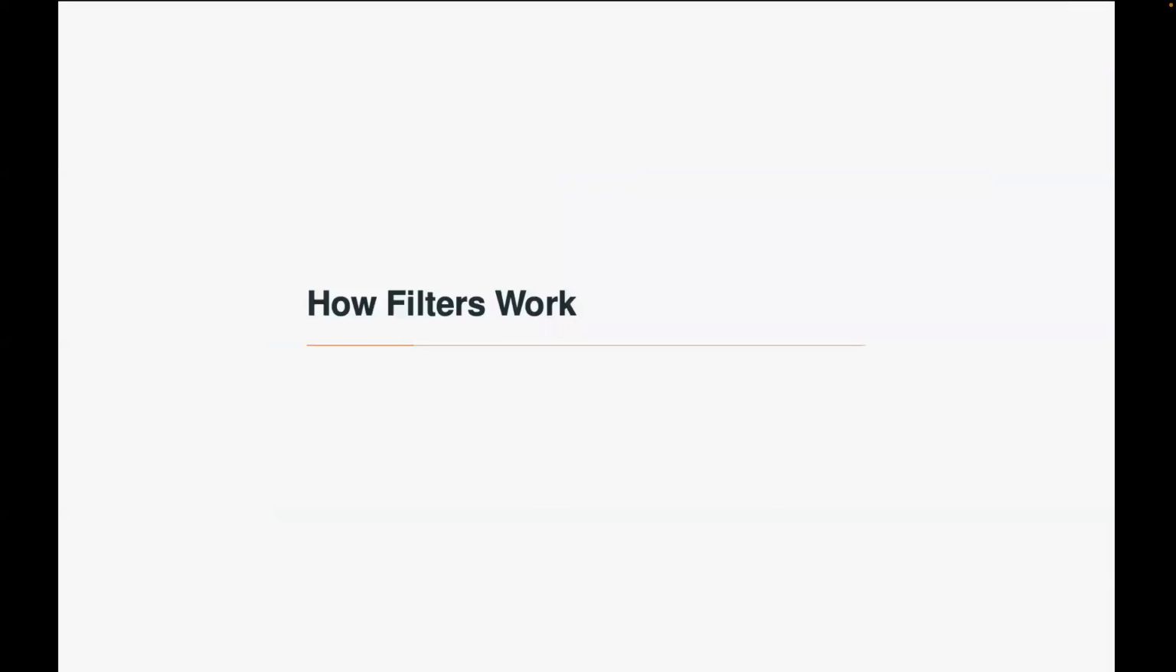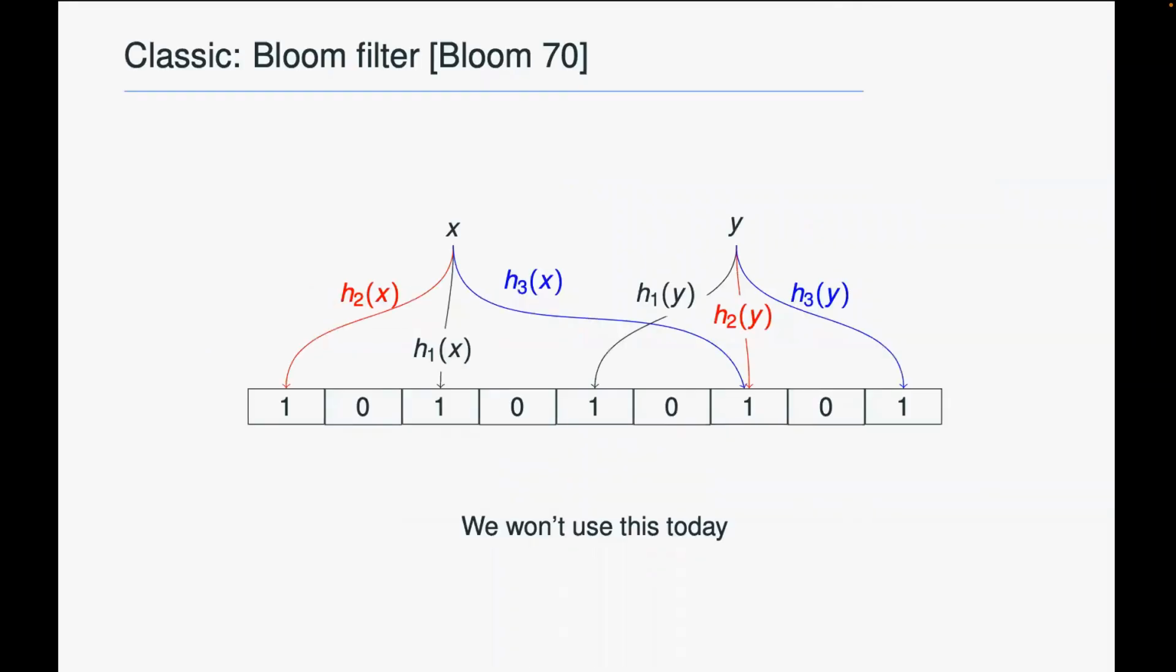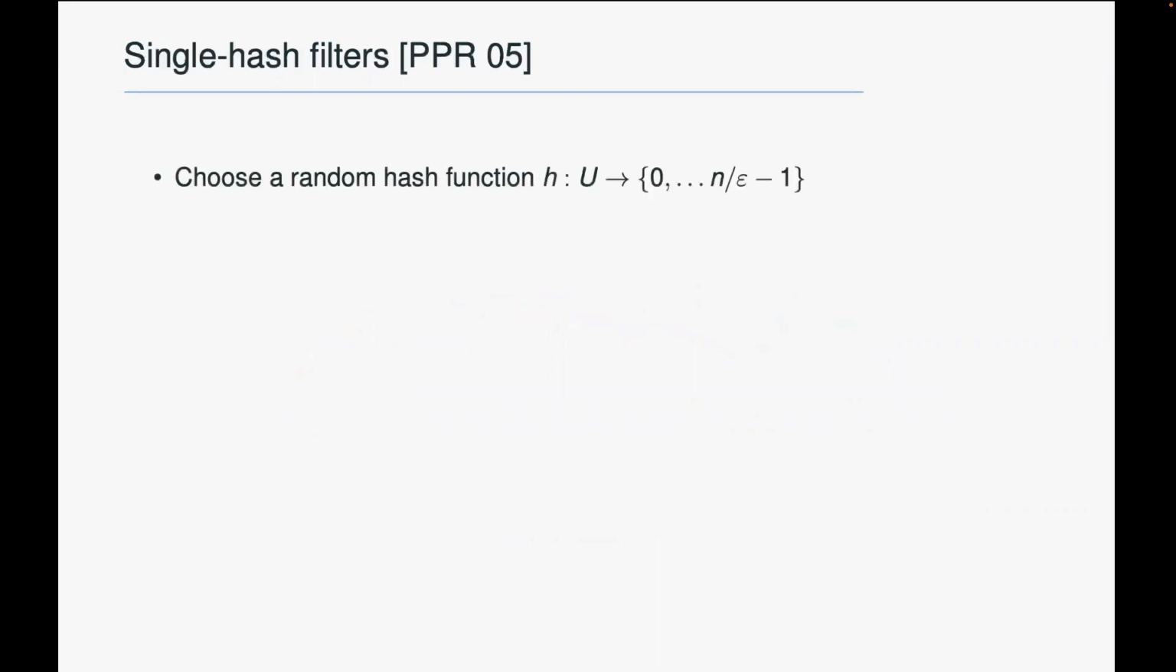So let me talk a little bit about how filters work. And again, this is going to be a strategy and not a super high level of detail. A lot of you have probably already seen Bloom filters. They work something like this. You hash each item multiple times and you maintain a bit vector of zeros and ones. We're not going to use this today. This gives you slightly worse space than what I want. You get like 1.44 n log 1 over epsilon bits.